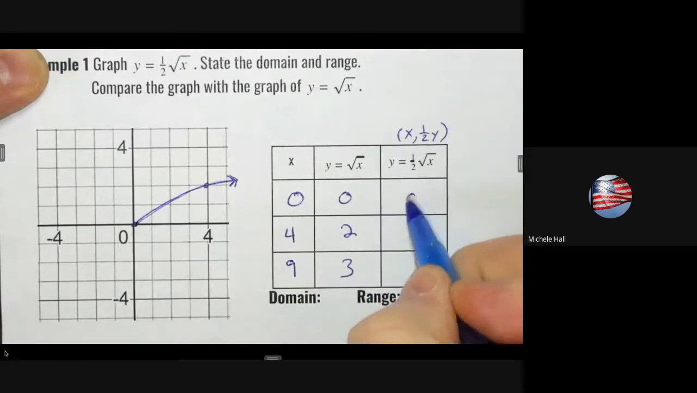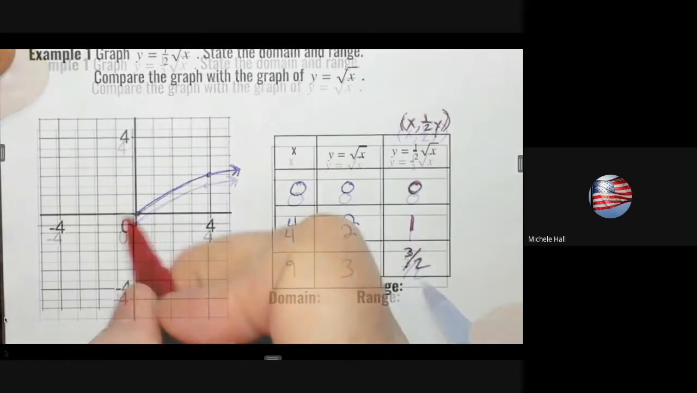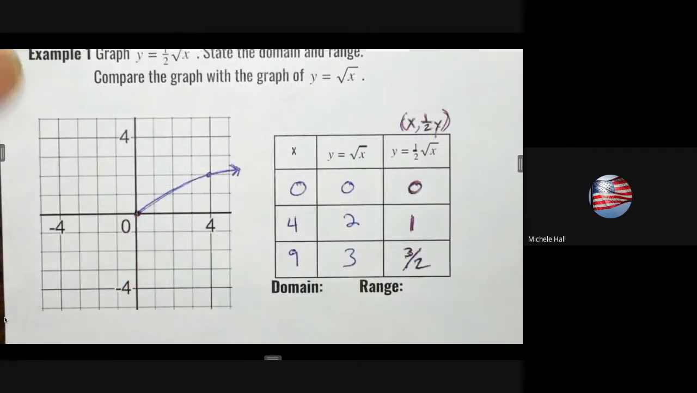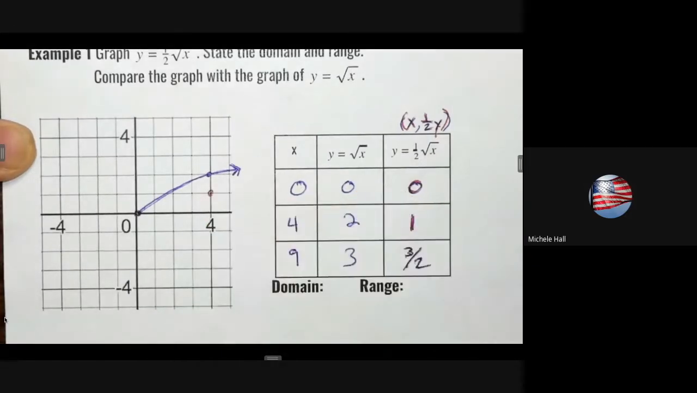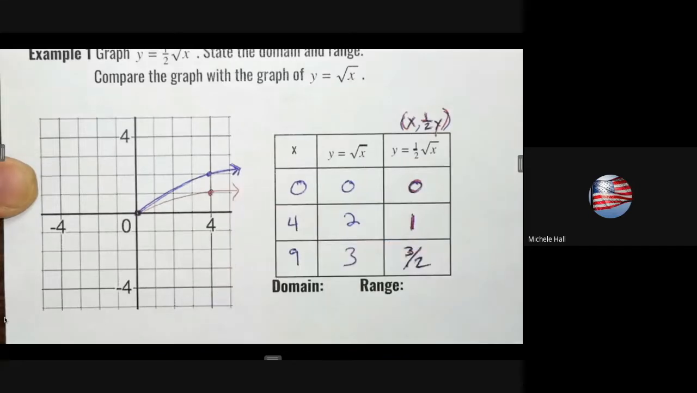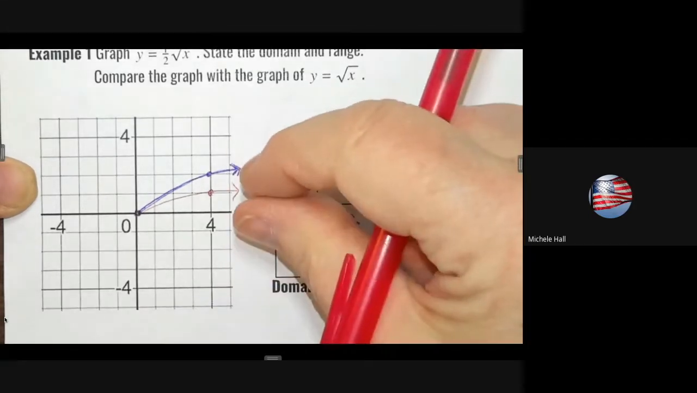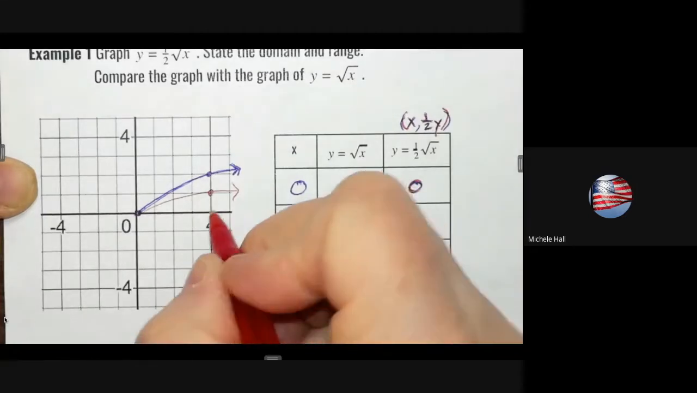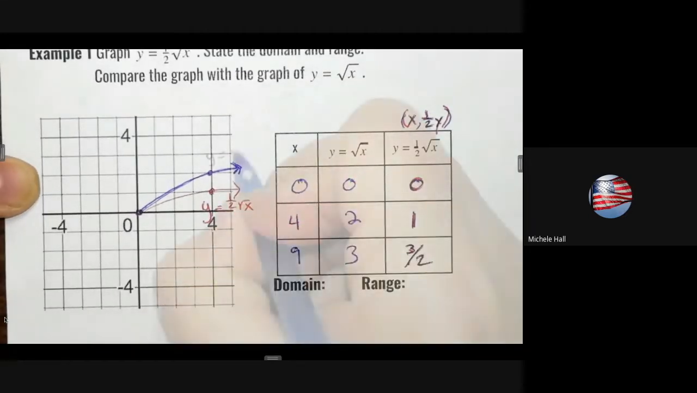A half times 0 is still 0. A half times 2 is 1. And we don't need to worry about this, but that would be 3 halves. So we still have 0, 0. And then we have 4, 1. And that's all we're going to use. So that we can see when we're multiplying by a half, it is a vertical shrink. This is y equals a half square root of x.